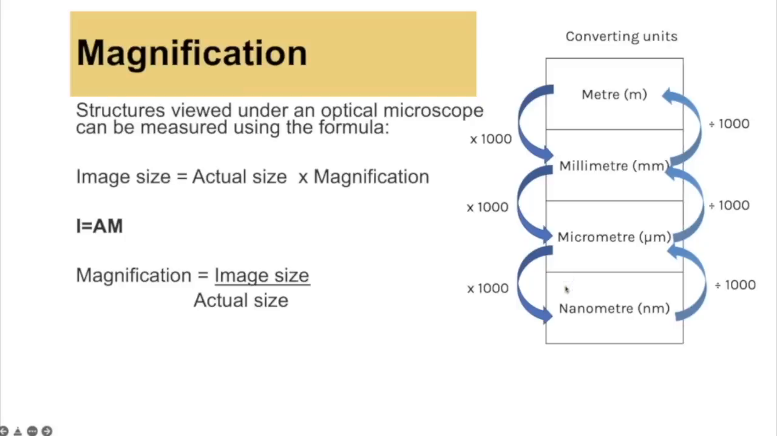You could be asked to calculate magnification of an image, so the formula that you need to remember is I = A × M, and that is the image size equals actual size times magnification. Or you can rearrange it to work out the actual size or the magnification. And the key thing that you need to be aware of when you are doing these calculations is the image size and the actual size have to be in the same units.